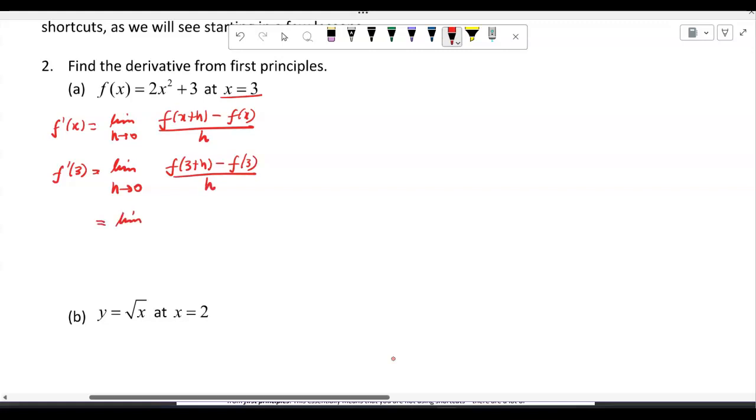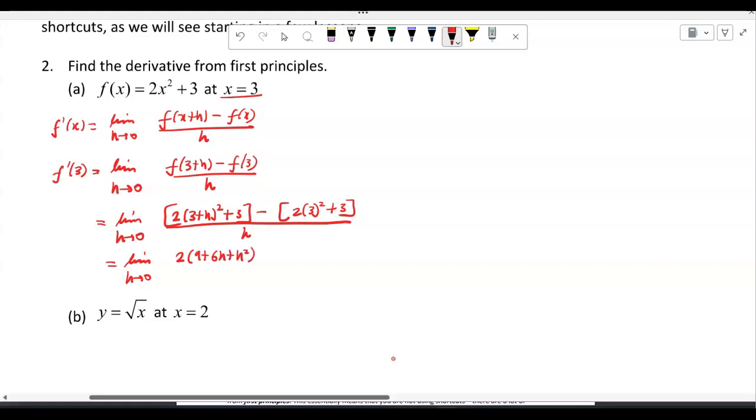So that is limit as h tends to 0. Now what is f of 3 plus h? So 2 times (3 plus h) squared plus 3 minus 2, upon h. So that is limit, maybe expand it, 2 into (9 plus 6h plus h squared) plus 3 minus, how much is it? 9 twos are 18, 18 plus 3, 21.